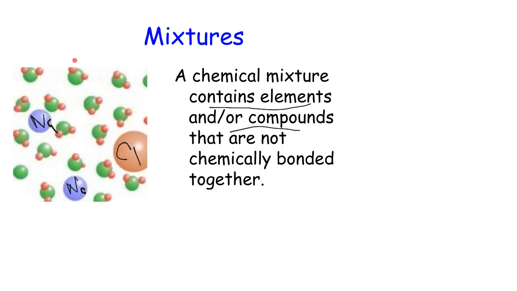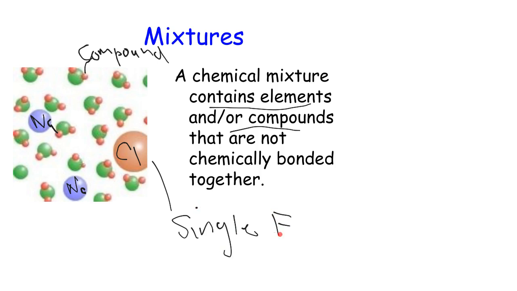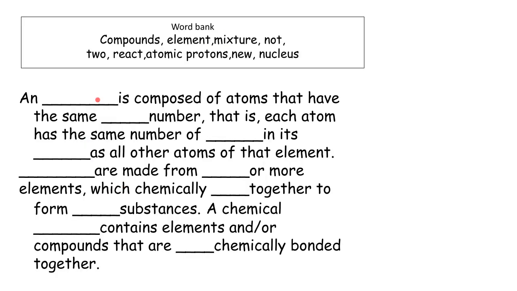right? So we've got an H2O compound. We've got a compound here, and then we've got some single atoms, single elements, single E, big E for elements. They're not bonded together, because if I boil the water away, I'll have the sodium and the chlorine separate. So, mixture.